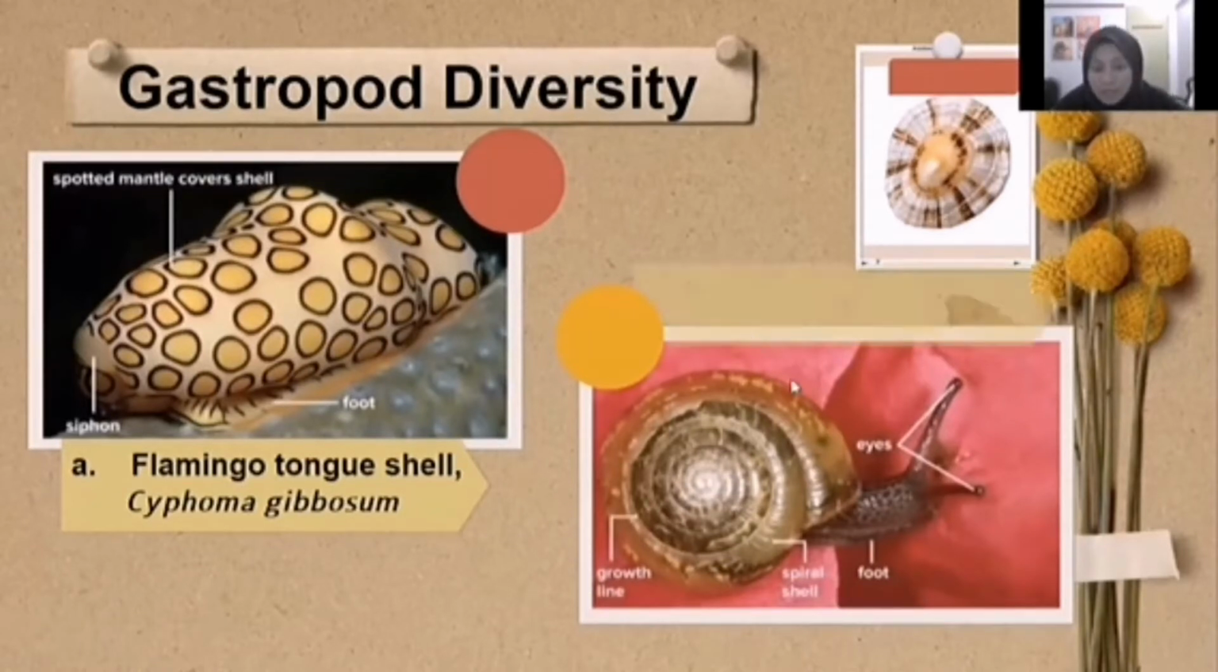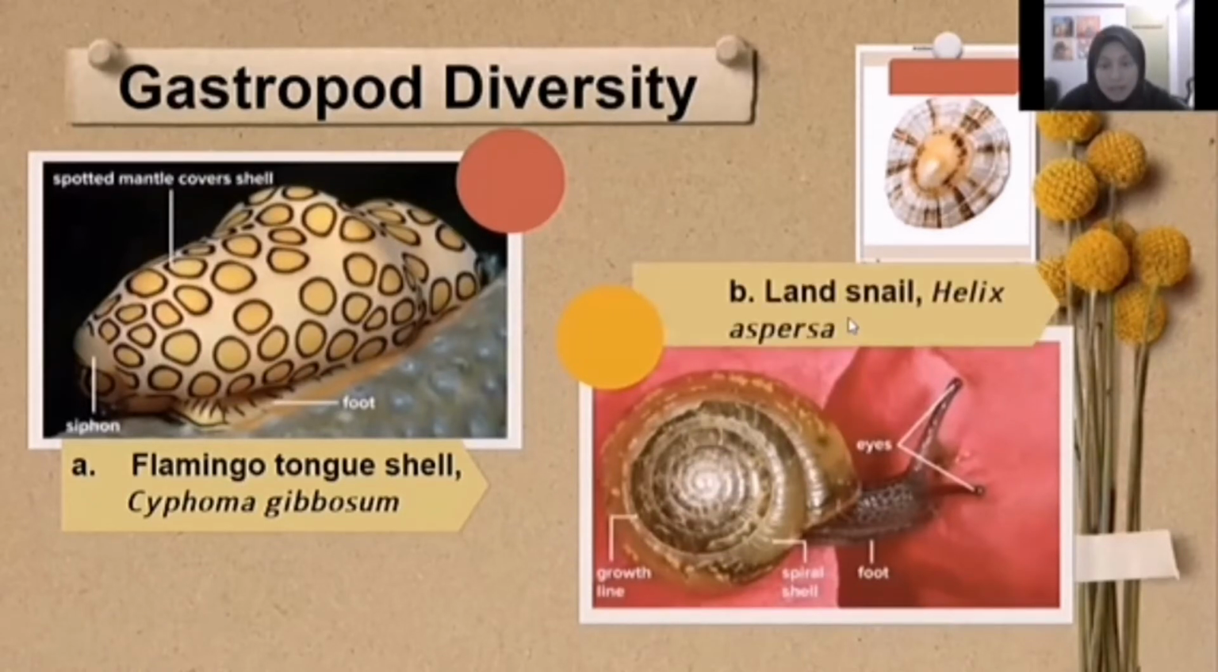The next one is a land snail, Helix aspersa species. The two antennas on the head have its eyes, and the bottom is its foot. The shell is in spiral shape and it has growth lines on it. This is a picture of a limpet, which is also a gastropod.